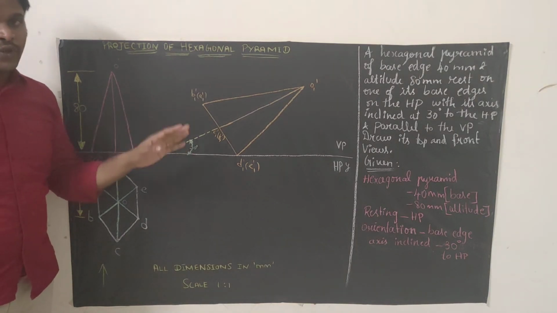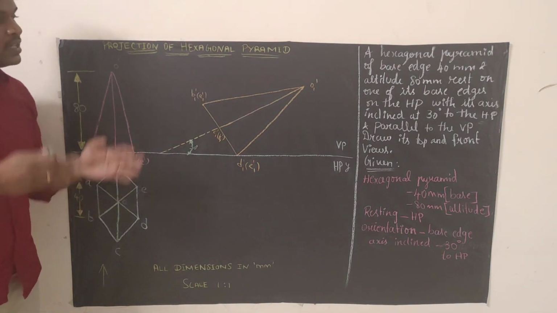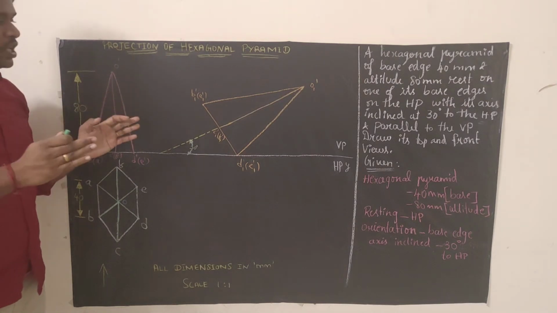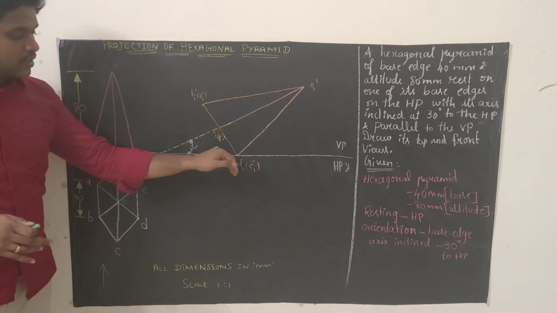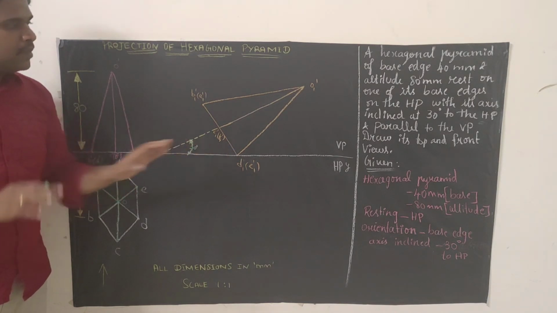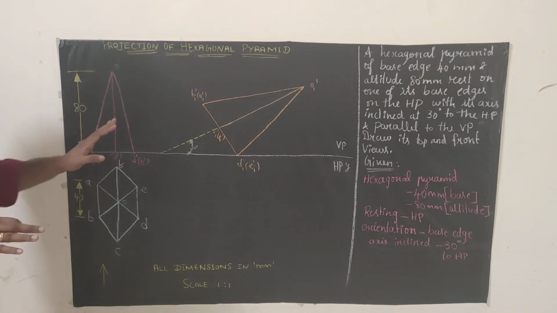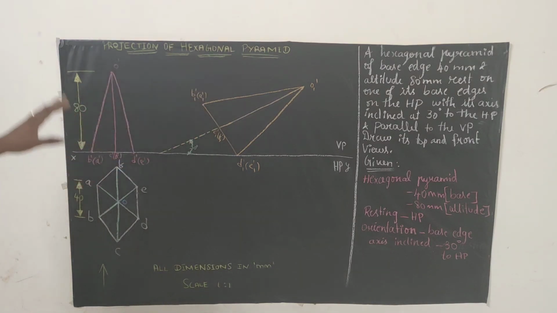Don't directly start with your axis, so that you may not make some mistake. Just follow whatever step I am asking you to do. So just mark this angle as 30 degrees, and no need to mark this angle. If you measure, you will get 60 degrees, but no need to mark it. So right now what we did is we transferred the diagram and drew the front view.